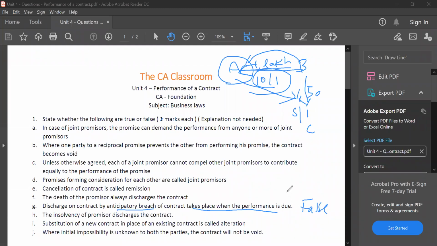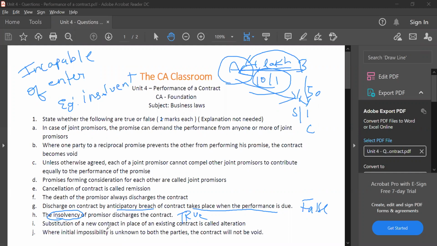Next, H1. The insolvency of promisor discharges the contract. Answer: True. Correct. Insolvency of promisor discharges the contract. Once a person becomes insolvent, what happens? Remember the concept, guys: he becomes incapable, from the previous unit, incapable to enter into a contract. People who cannot enter into a contract, one of the examples over there is an insolvent. So an insolvent cannot enter into a contract. It will automatically discharge the contract. Answer is true. Whenever a contract becomes void or ends, guys, whatever benefit is obtained by any party, he should return the benefit to the other party. Next one.